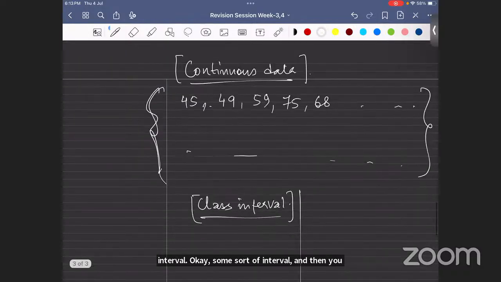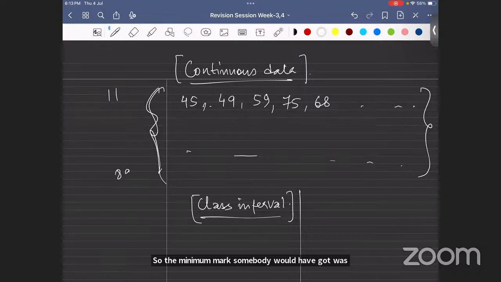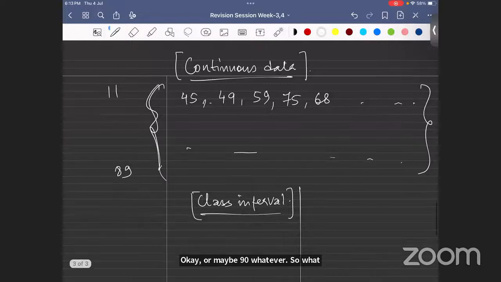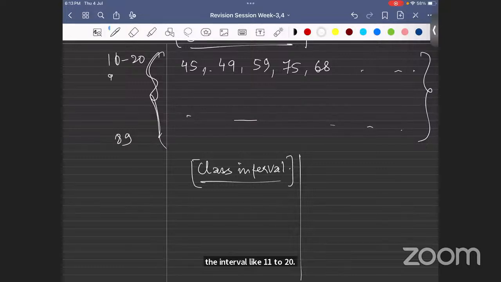So for example, say the values of marks were such that the minimum mark somebody got was 11, and the maximum mark somebody got was 89, or maybe 90, whatever. What you will do is try to create the intervals in such a way that, for example, you start with 11 to 20, or maybe 10 to 20, then 20 to 30, 30 to 40, and in the similar fashion up to 80 to 90 also.